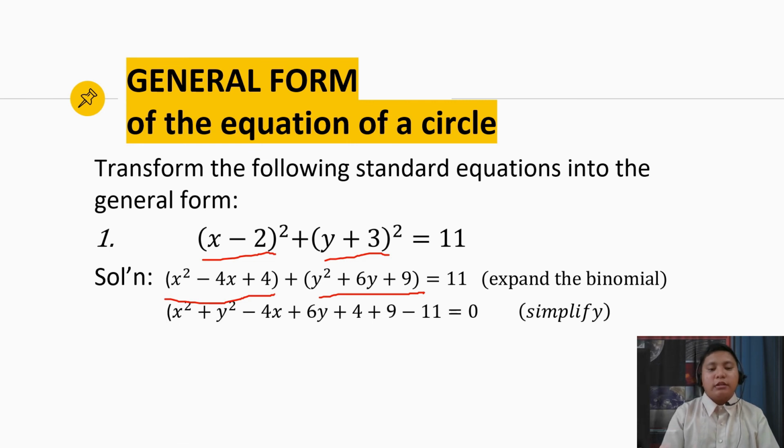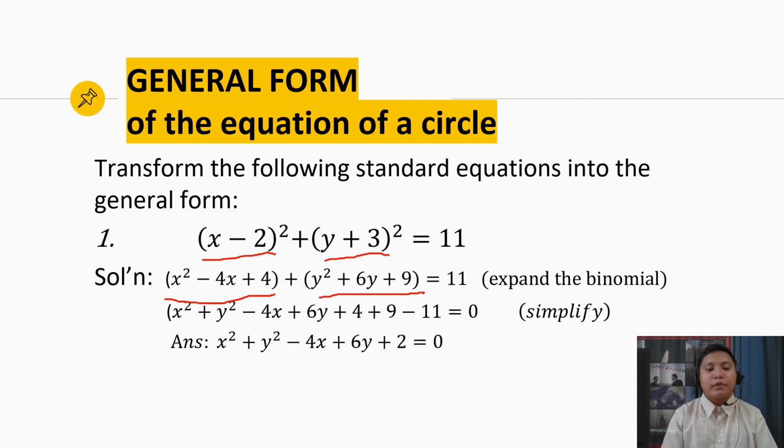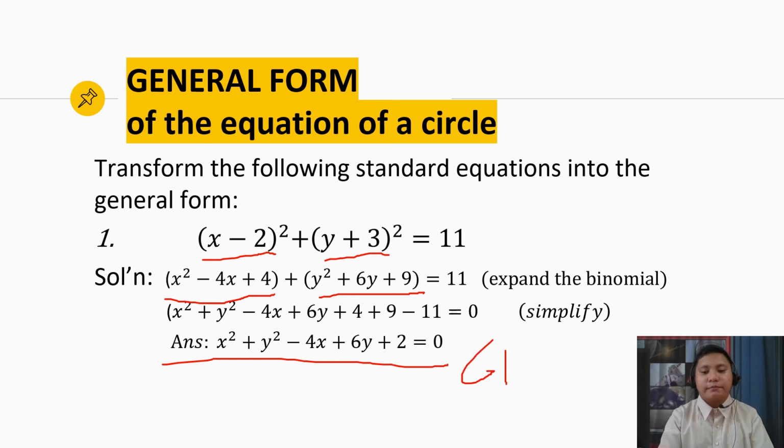So we will write x squared plus y squared minus 4x plus 6y plus 4 plus 9, and with the additive property of equality, minus 11 is equal to 0. So if you work out our equation, our answer would be x squared plus y squared minus 4x plus 6y plus 2 is equal to 0. This is now our answer. So observe that this is now in the general form.